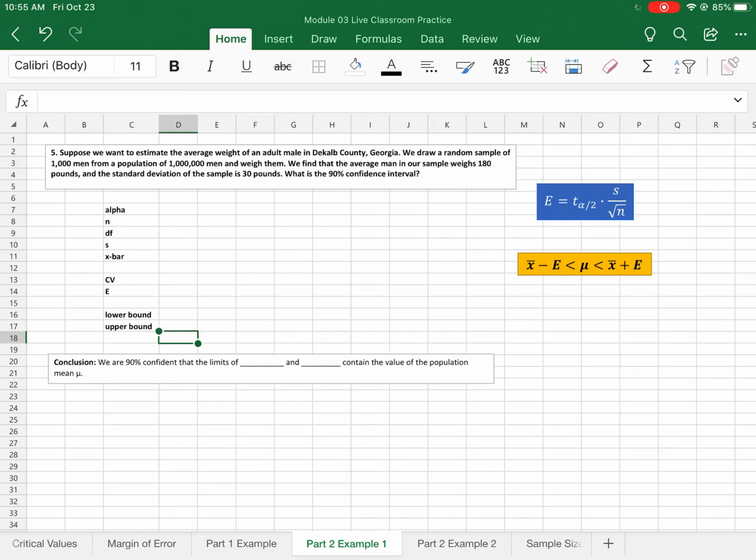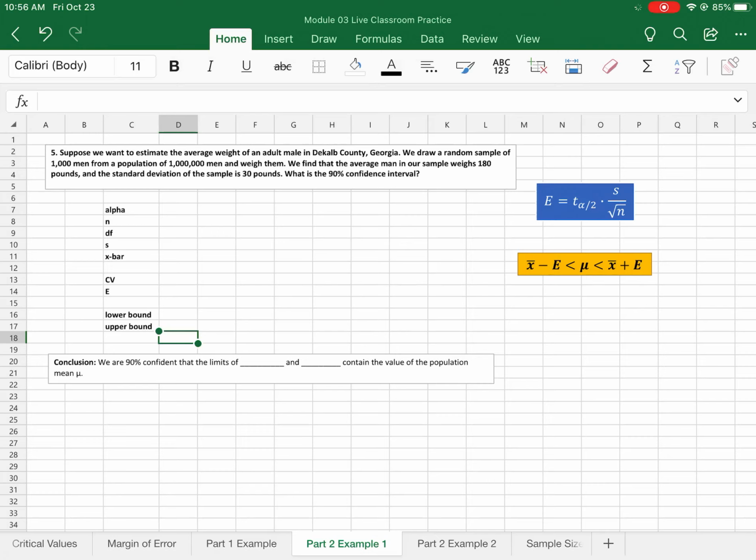Okay, welcome back everyone. Let's see how we did on this review example. The question is, suppose we want to estimate the average weight of an adult male in Georgia. We draw a random sample of 1,000 men from a population of 1 million men and weigh them. We find that the average man in our sample weighs 180 pounds and the standard deviation is 30. What is the 90% confidence interval?